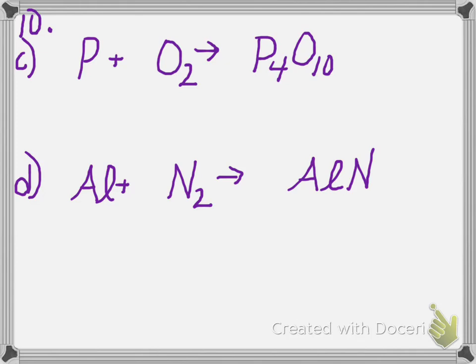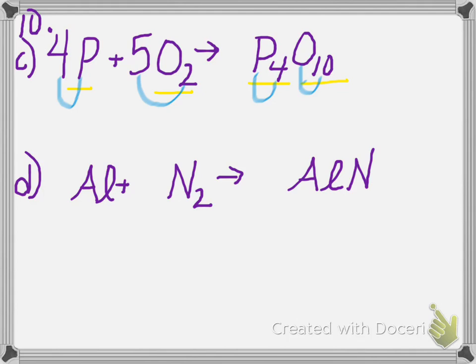Letter C, we have P plus O2 yields P4O10. Again, I start with my phosphorus, I have 1, and I have 4 here because of the subscript, so I need a coefficient of 4 in front of phosphorus. When I look at my oxygen, I have 2 here, and I have 10 here. So to get 10 on the reactant side, I need a coefficient of 5. Checking now, I have 4 phosphorus, and I have 4 phosphorus. I have 10 oxygen, and I have 10 oxygen, so this is properly balanced.